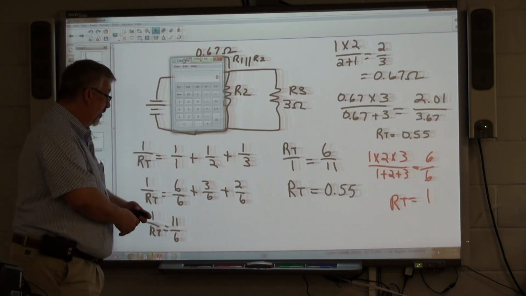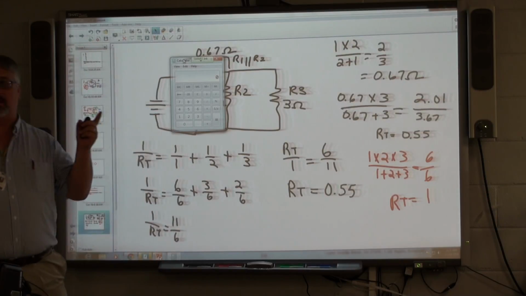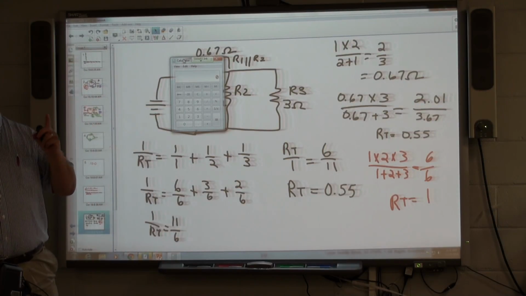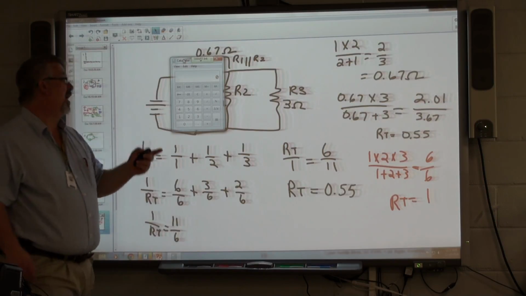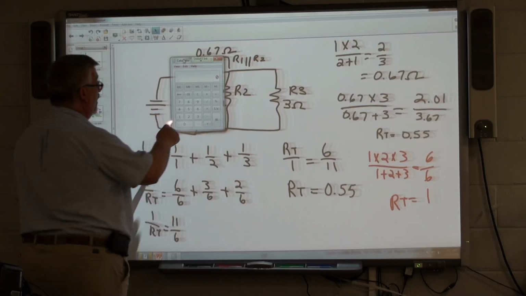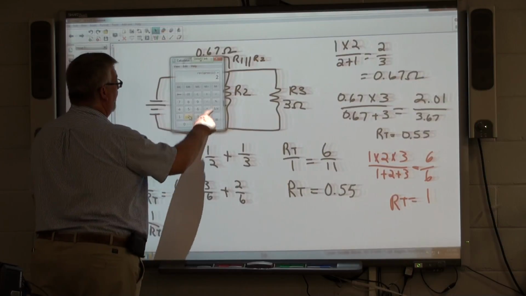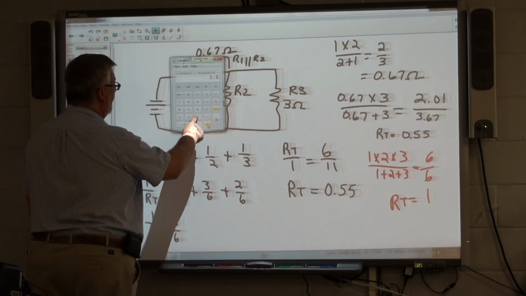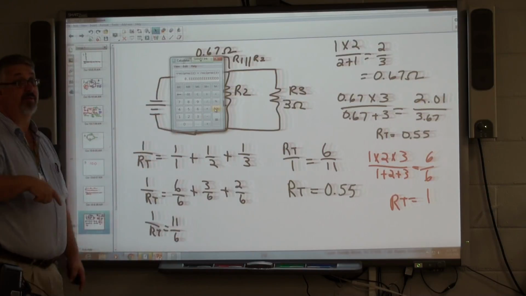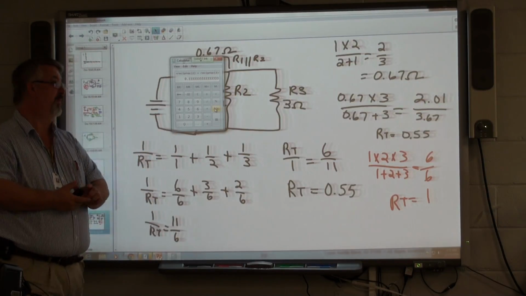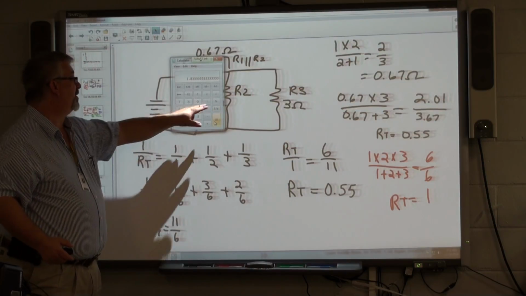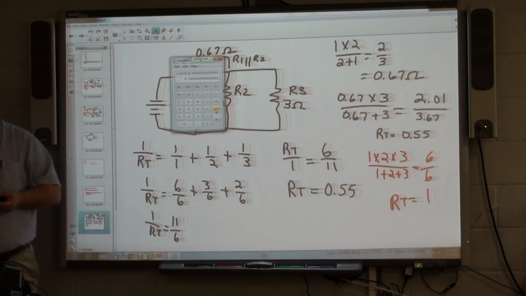So, remember, the formula is the reciprocal of R1 plus the reciprocal of R2 plus the reciprocal of R3. But I've got to plug it in. So I'm going to say R1 is 1, right? So I'm going to say 1 reciprocal plus 2 reciprocal plus 3 reciprocal. And I've got to hit equals to perform the final calculation, right? So I hit equals, and then I take the reciprocal of that, and I've got my across-the-board value there. And I can do it pretty much in one fell swoop.